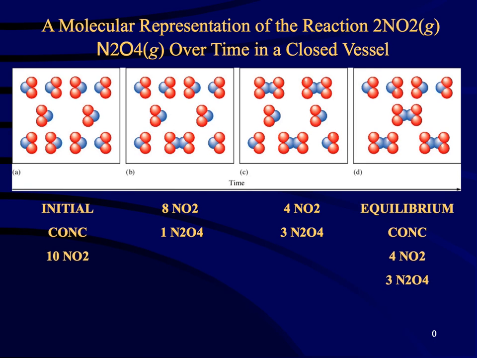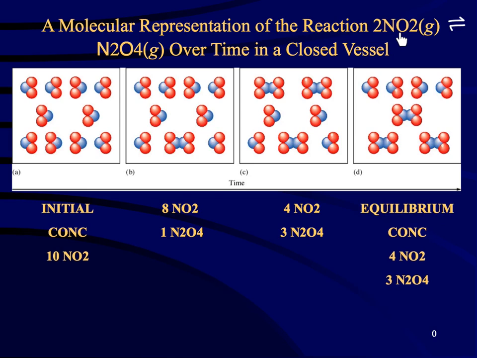This is just another picture that demonstrates the same idea, all right? In this reaction, we're looking at how many NO2 molecules versus N2O4 molecules. They're probably on your notes, it probably shows the double-headed arrow there. All right, so initially when the reaction takes place, they're already counted here for you. We start off with 10 NO2 molecules.